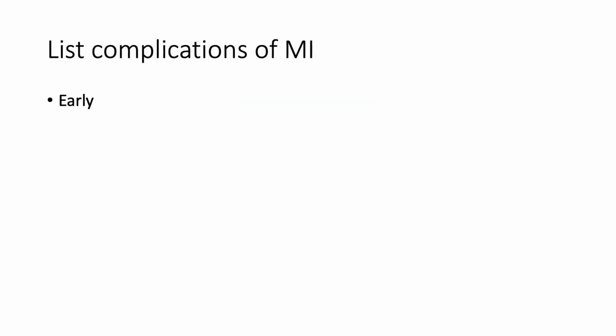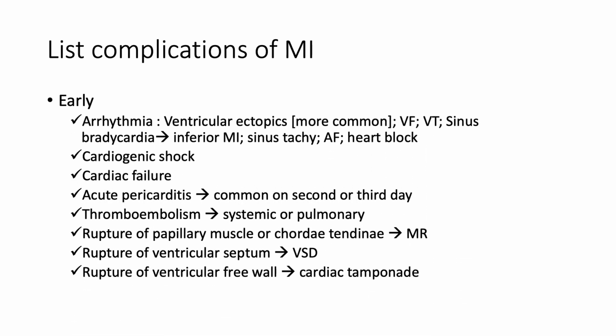What are the complications of myocardial infarct? We stratify them into early and late. So early, there's a whole truckload, right? Arrhythmias in the way of ventricular ectopics, which is most common. You can also get ventricular fibrillation, ventricular tachycardia, sinus bradycardia. We said this complicates inferior MI specifically because you're knocking off your sinus node. Sinus tachycardia, atrial fibrillation, heart block, the list goes on.